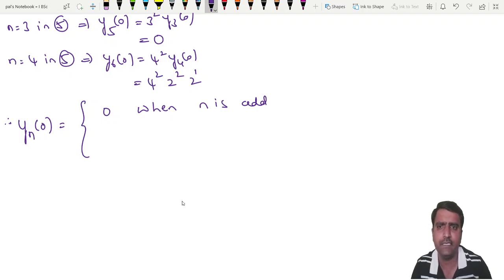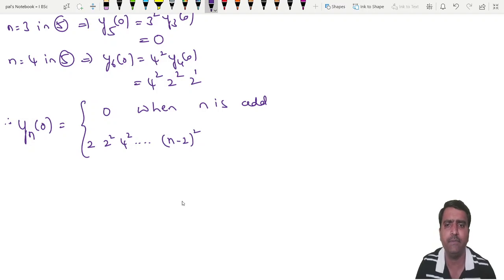So when n is an even number, you see, y6 of 0 value is 4 square. Where does it start? It starts from 2 square, 4 square, and so on. So when n is equal to 6, it stops at 4 square. That means 2 numbers less than this 6. So where does it end for n? It ends at n minus 2 square.